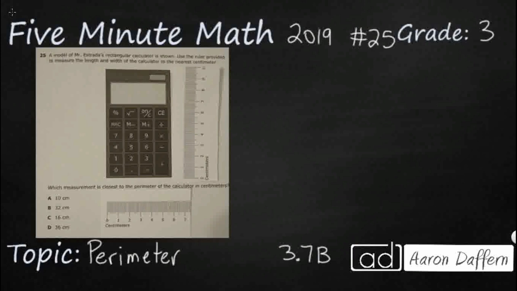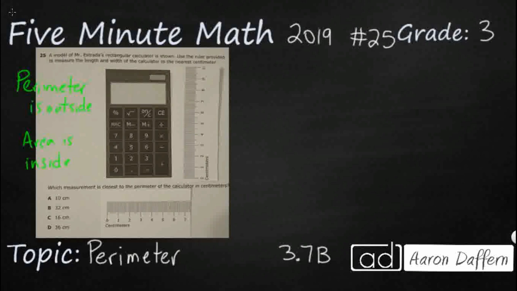So we have a calculator here, and we need to measure it. Now this is a perimeter problem, so first let's make sure we understand what perimeter is, and then we'll see how we're going to measure it. So perimeter is going to be the outside. Sometimes we're looking at the inside of a shape, putting some squares on there. That's the area. So the area is inside, and the perimeter is outside. So we need to find the perimeter, or the outside, of this rectangular calculator.